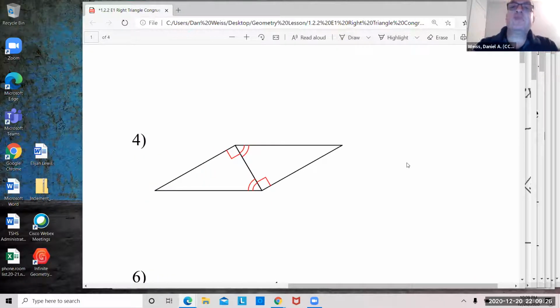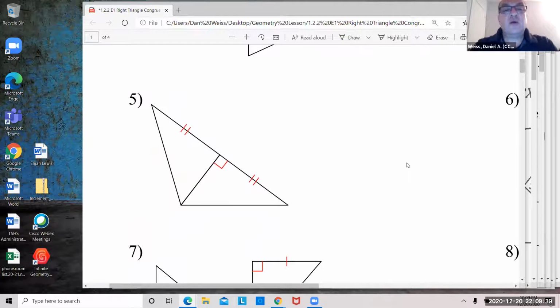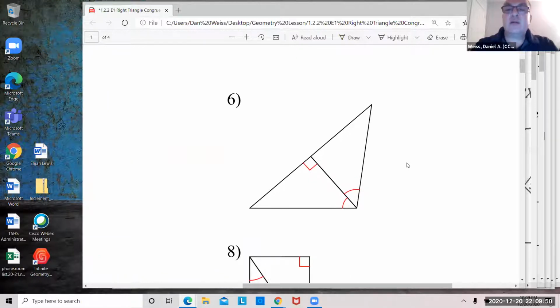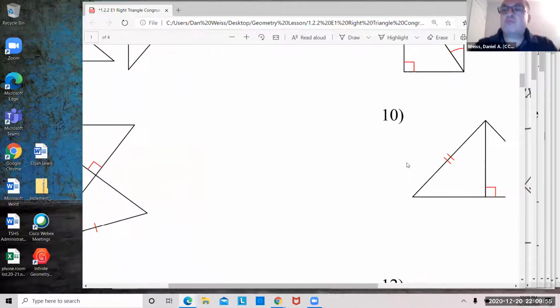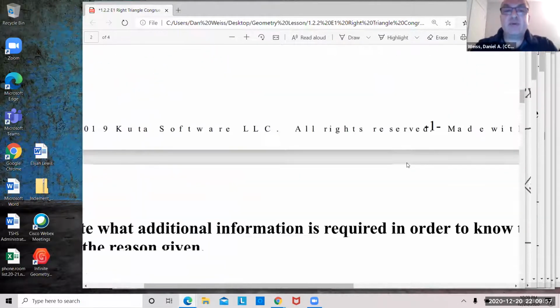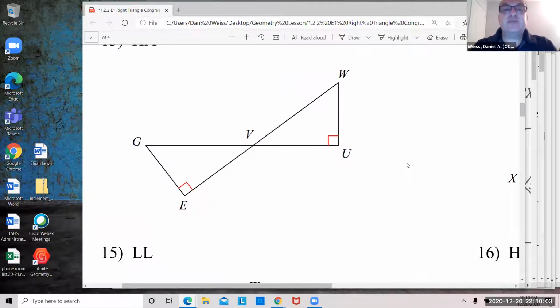Over here, right? This is part of both triangles. That's a leg and an angle, LA. Over here, right? Part of both triangles, leg, leg. Over here, leg, angle, right? Let me do an example where this, okay? How about this?